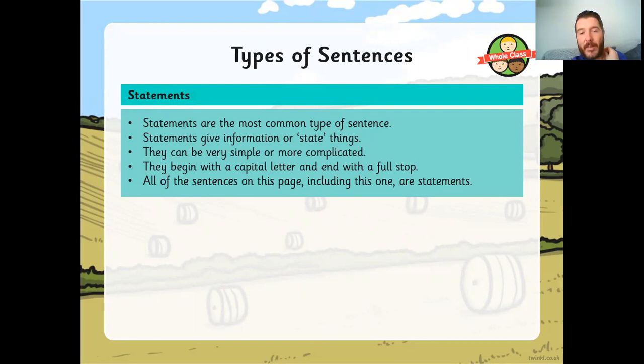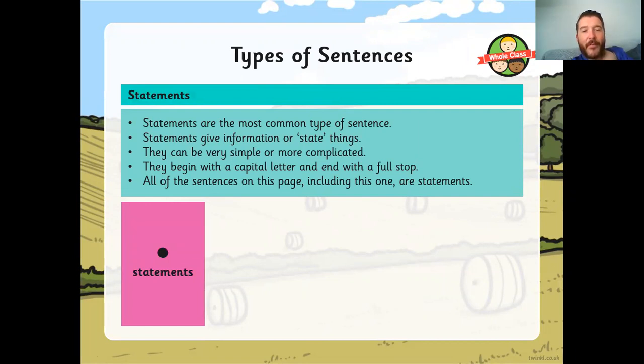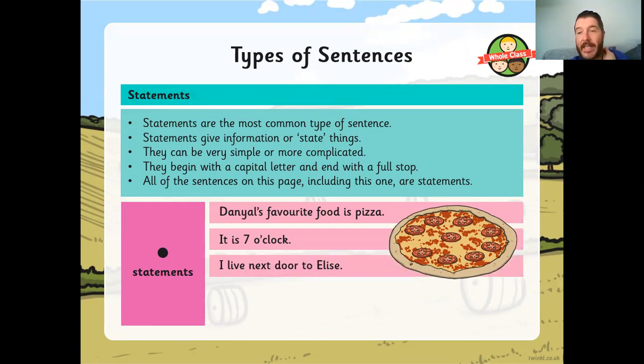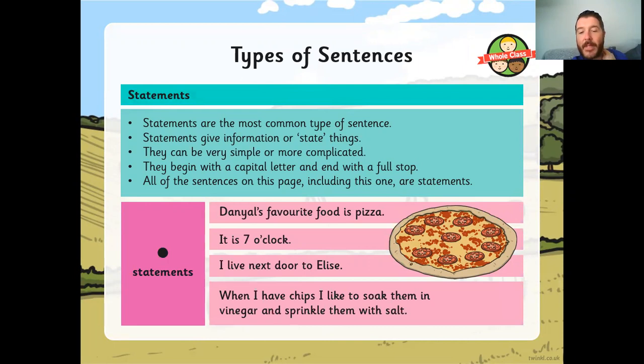All of the sentences on this page, including this one, are statements. So all of those 1, 2, 3, 4, 5 sentences are all statements. They tell us something, don't they? So statements have a full stop at the end. For example, Daniel's favourite food is pizza. It is 7 o'clock. I live next door to Elise. When I have chips, I like to soak them in vinegar and sprinkle them with salt. Can you see how that last sentence is a lot more complicated, but it's still a statement. It's still only giving us information. It's not asking us anything. It's not commanding anything. It's still a statement.